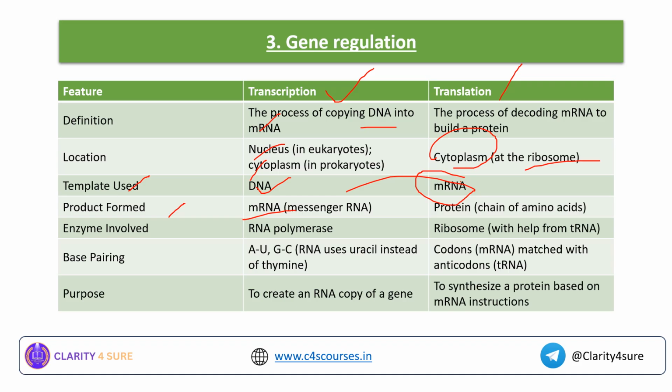Okay, what is the enzyme involved here? Here the enzyme is RNA polymerase, and here the enzyme is the ribosome. What is the base pairing? We all know that during transcription, since it is RNA, the base pairing will be AU or GC, because we know RNA uses uracil in the place of thymine.